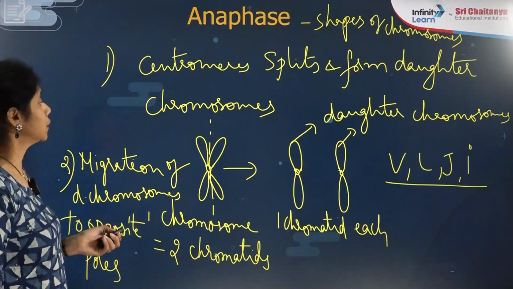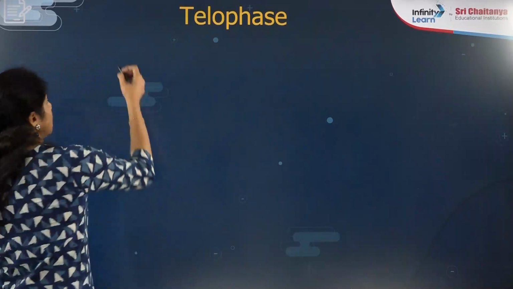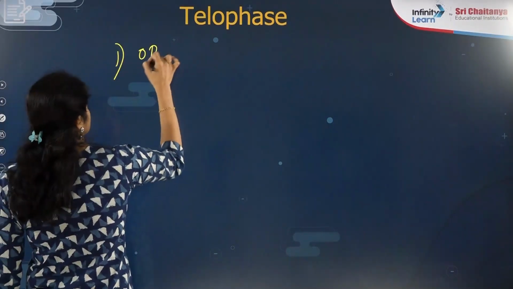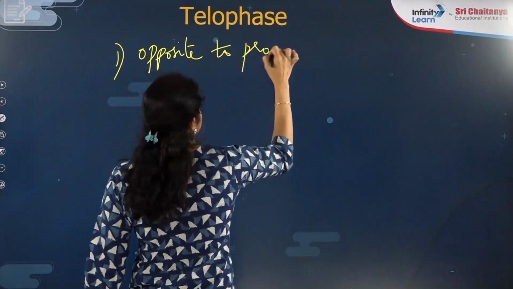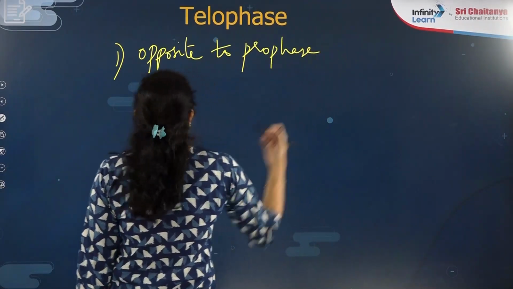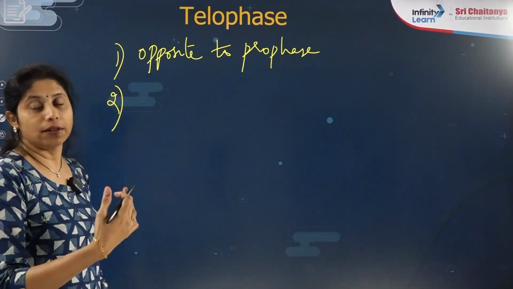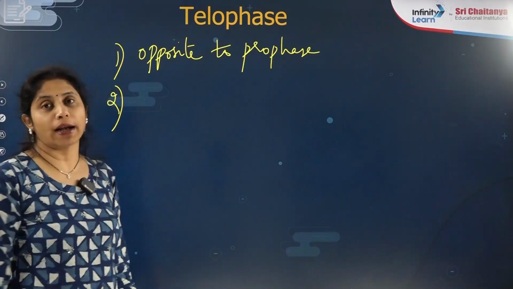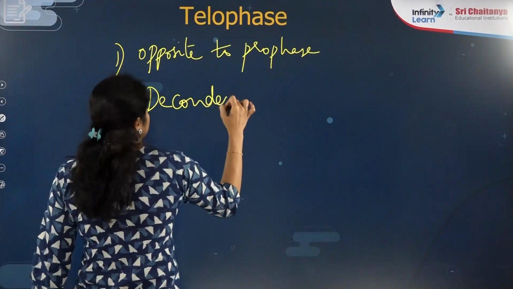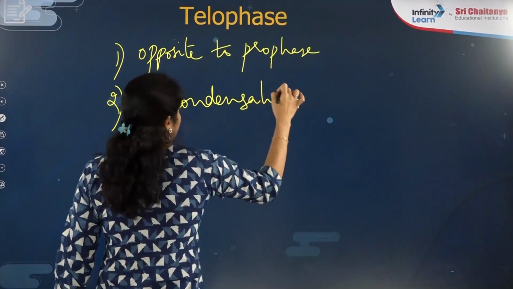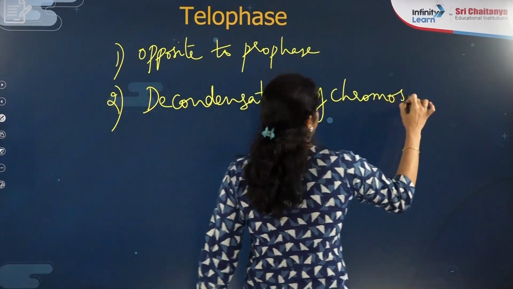Next is the telophase. This is exactly opposite to that of the prophase. All the events will be opposite to prophase. Let us see the first event. In the prophase we started with the condensation of chromatin. Here, it is decondensation of chromosomes into chromatin.